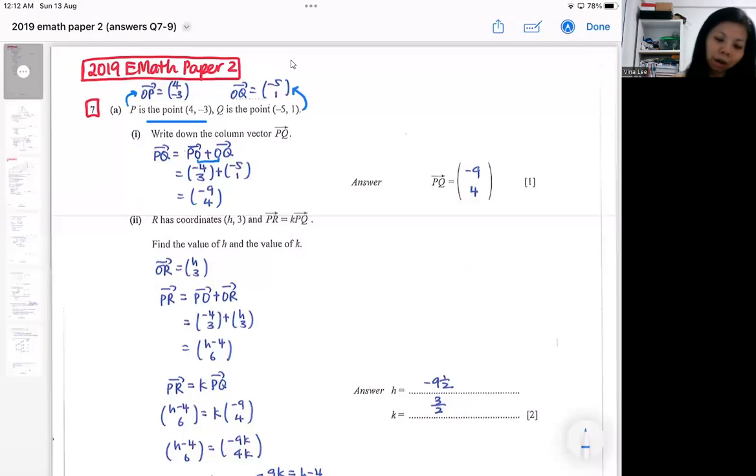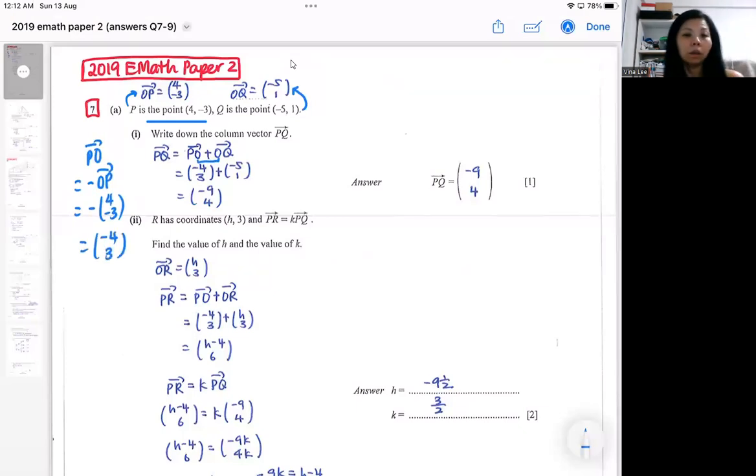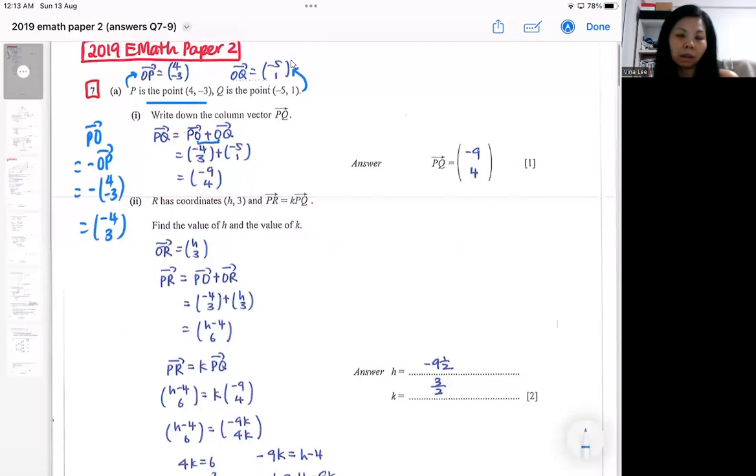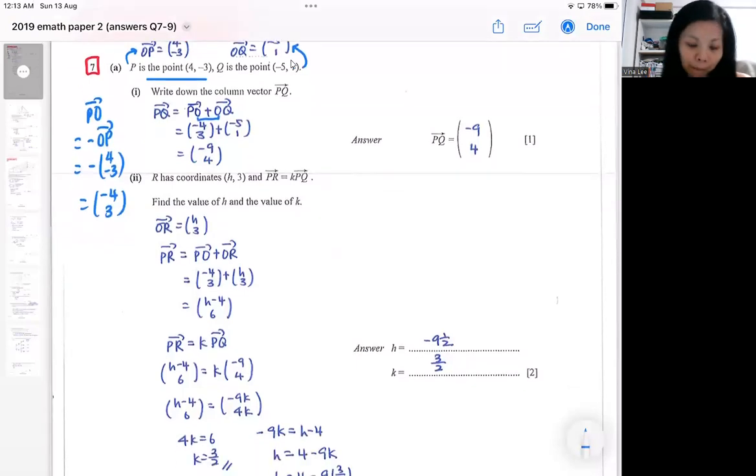And do remember, if OP is (4, -3), PO will actually be the negative of OP. So you need to be careful of the difference in sign. That's how I get (-4, 3). Sometimes this will be the sign that makes you have a careless mistake. So we do the fill in the blank and that will give us PQ successfully.